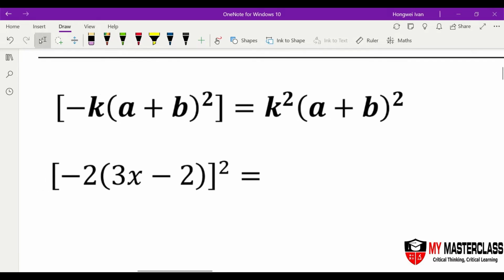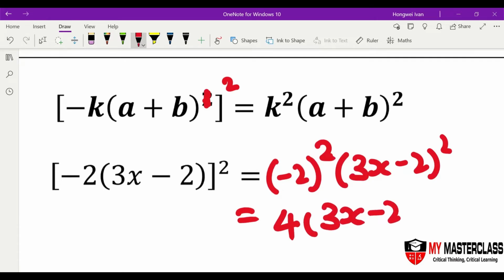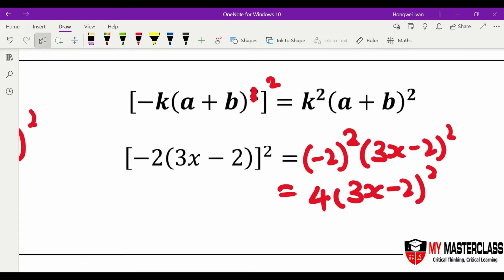Same thing. Okay. This one, my mistake. There's a typo. This square should be on the outside. My mistake. Okay. So if you have square, same thing. Be careful. Negative 2 square, then 3x minus 2 square. Then this will be equals to 4 bracket 3x minus 2. Okay, basic algebraic baselines that you must know.